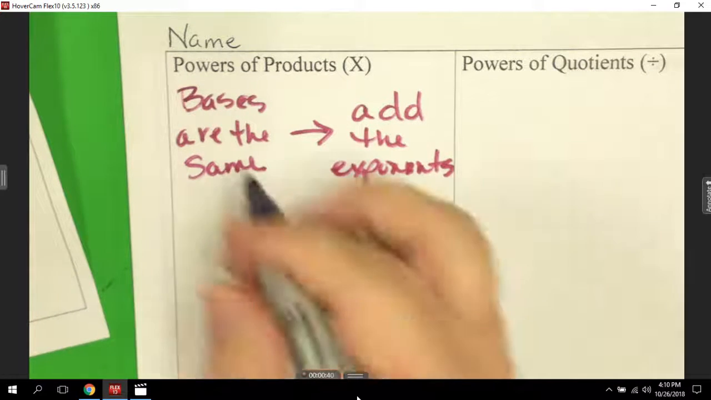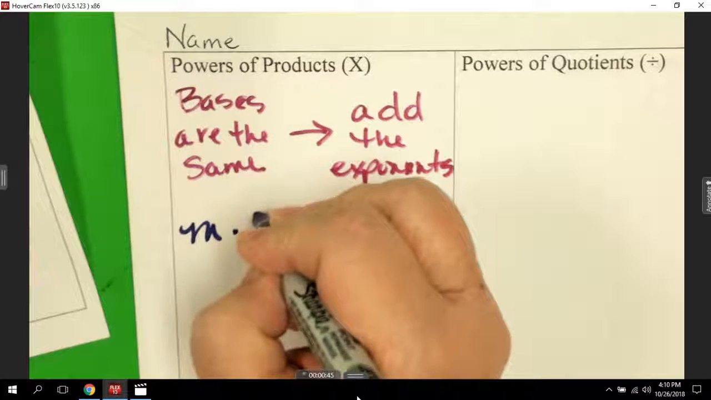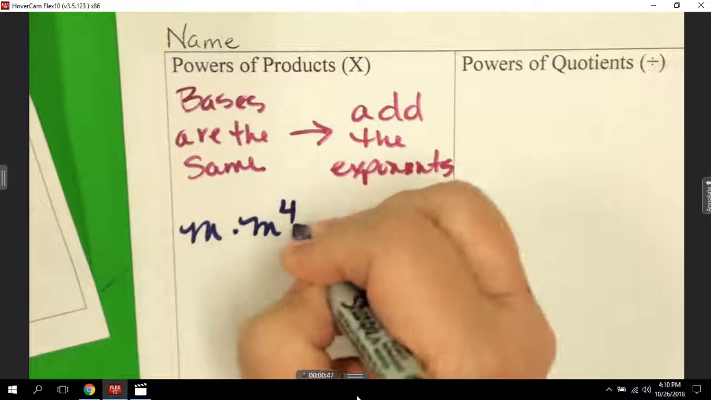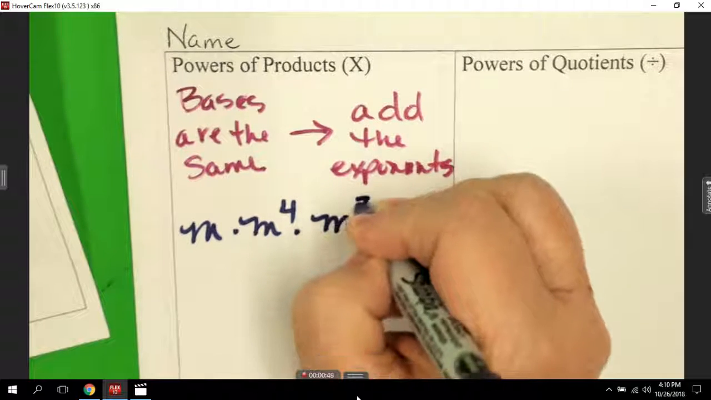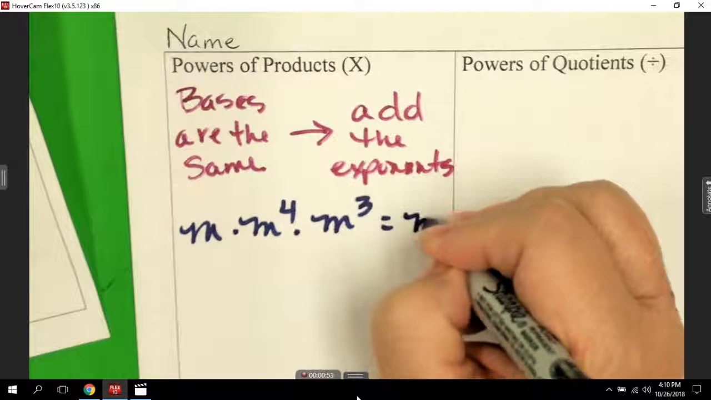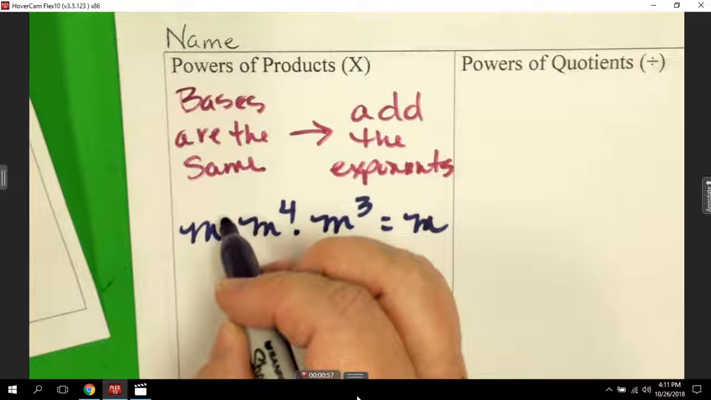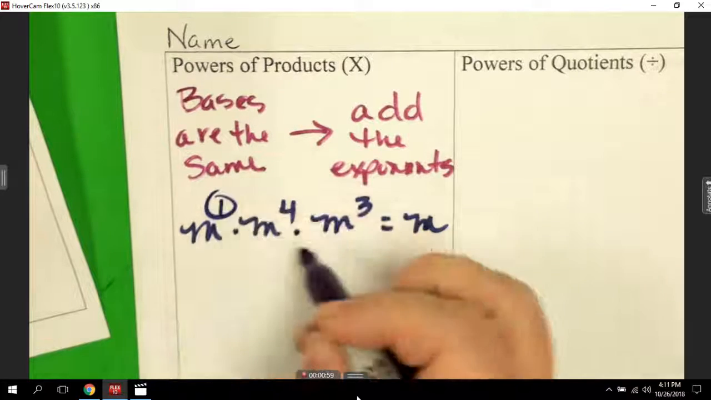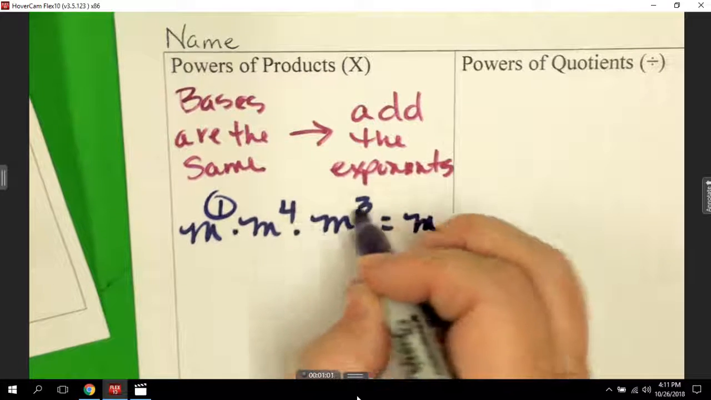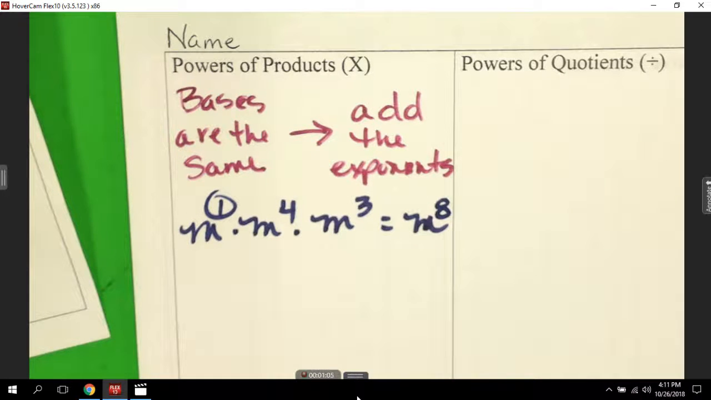For example, if we had the problem m times m to the fourth times m to the third, our base number is the same, so that's going to be m. Adding our exponents, we don't have a 1 written here, but it's understood. 1 plus 4 plus 3 gives us a total of 8, m to the 8th power.